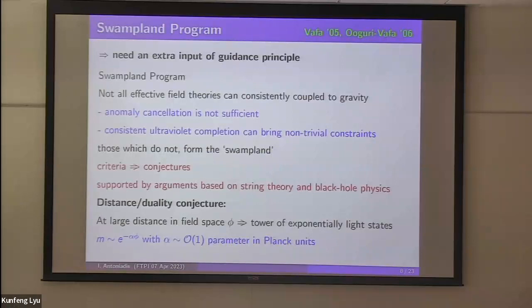So the argument, of course, there are no proofs for it. It's difficult to make proofs for such statements. One can sometimes make proofs within string theory. So the criteria are mostly based on conjectures that are supported by arguments based on the knowledge of string theory or gravitational physics, in particular black hole physics.